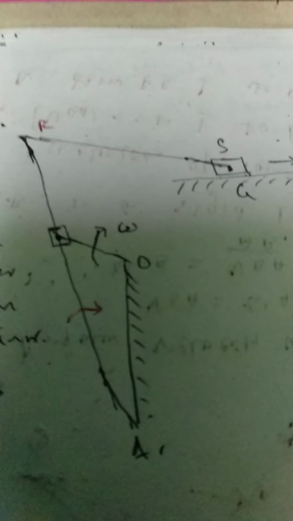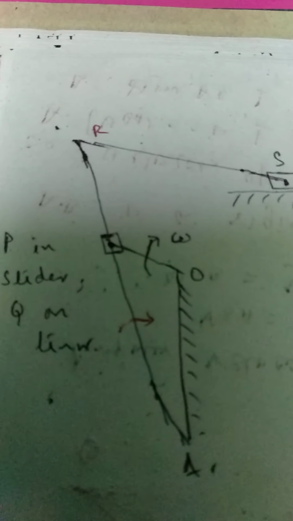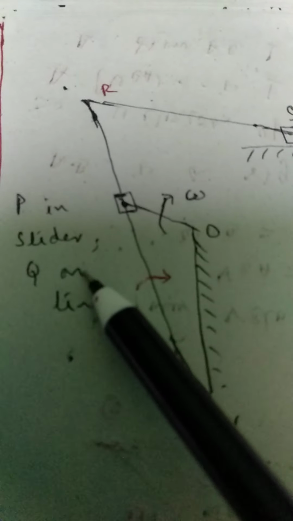So here this crank moves with an angular velocity of omega, and we need to find out the velocity of this slider. It will be denoted as say Vs. Now I will consider suppose P is a point on this slider and Q is the coincident fixed point on this link. So P can move along but Q cannot move. So this is all about the construction.